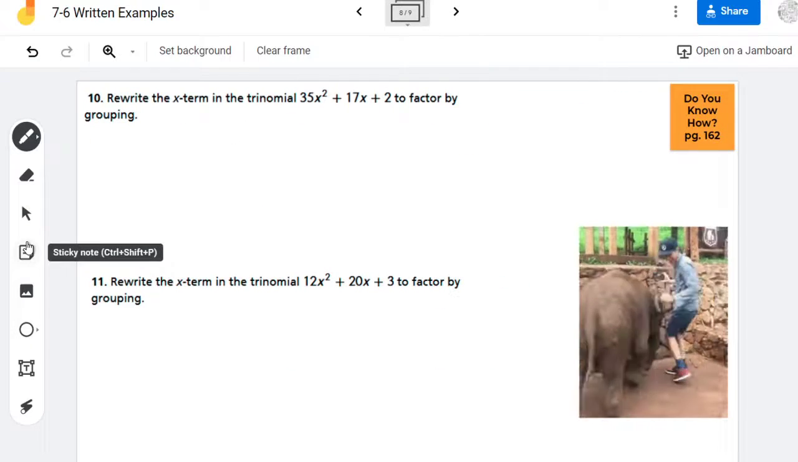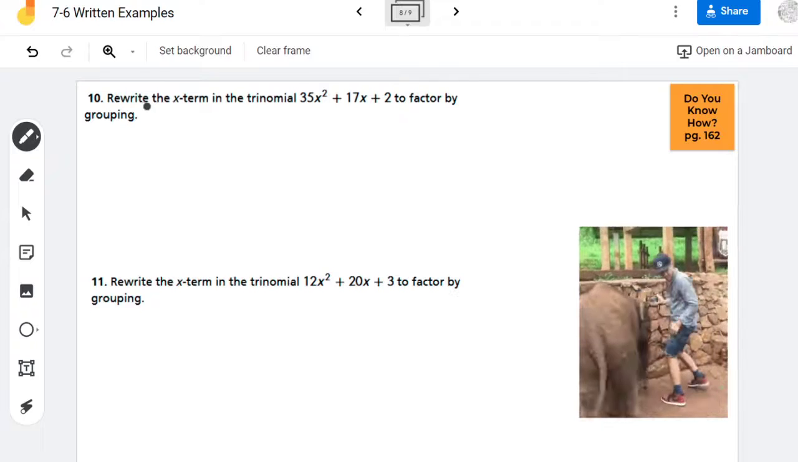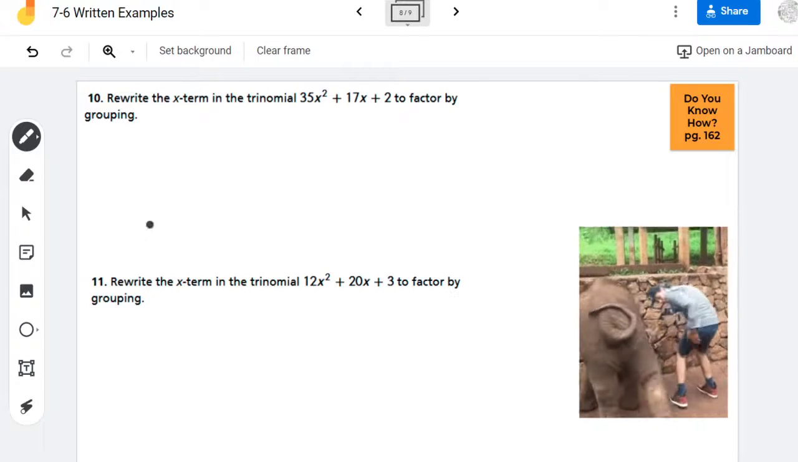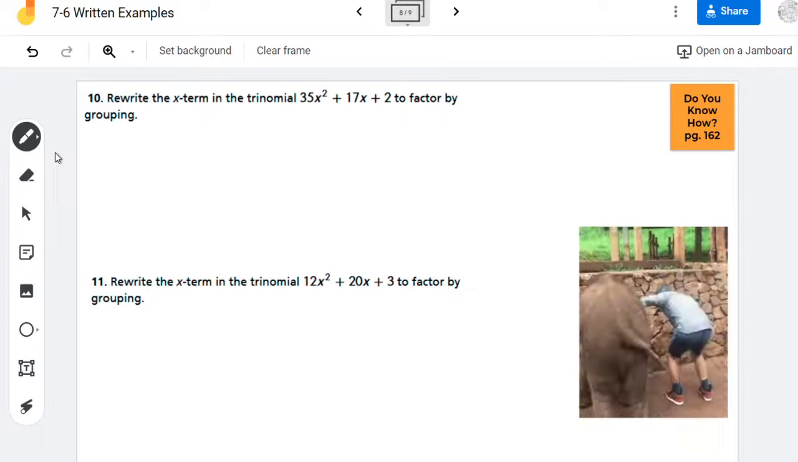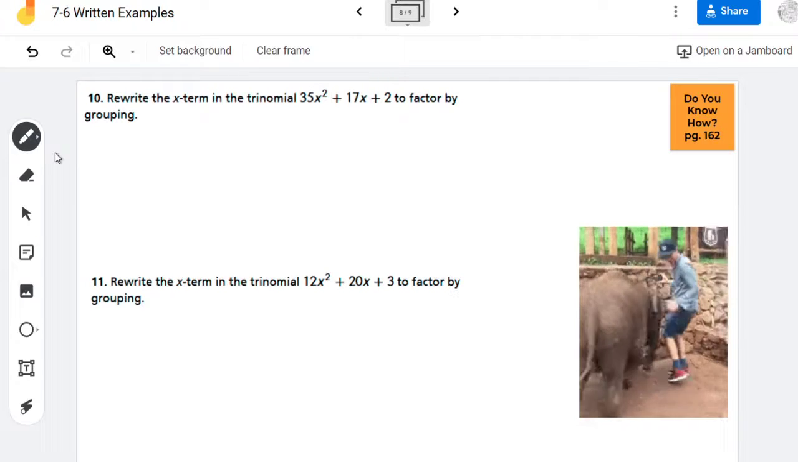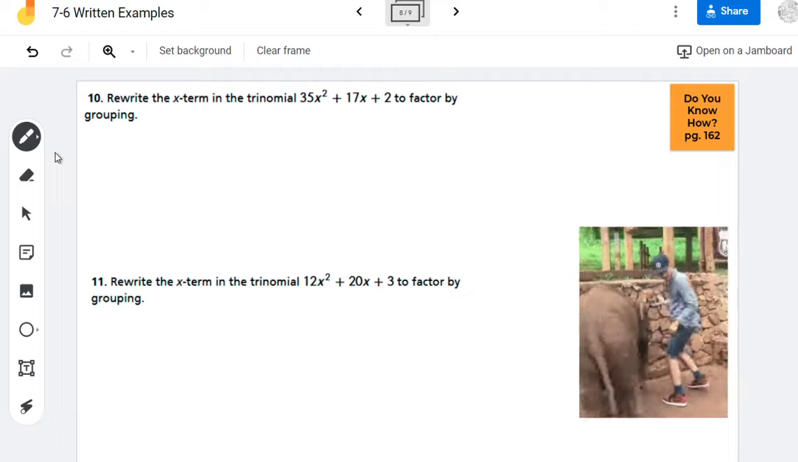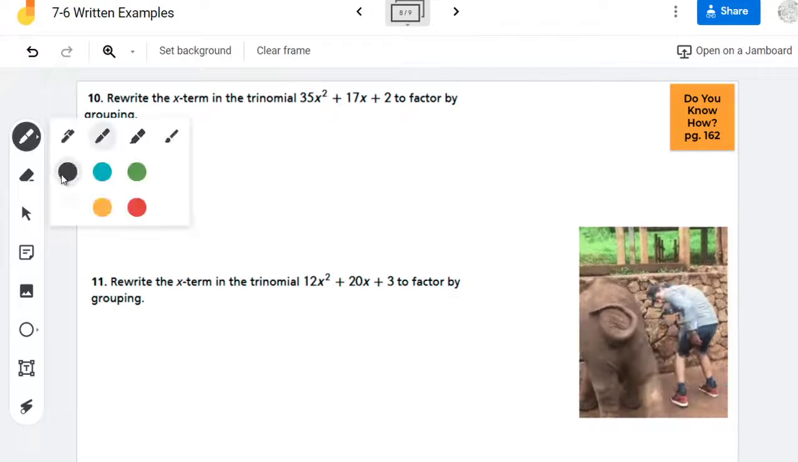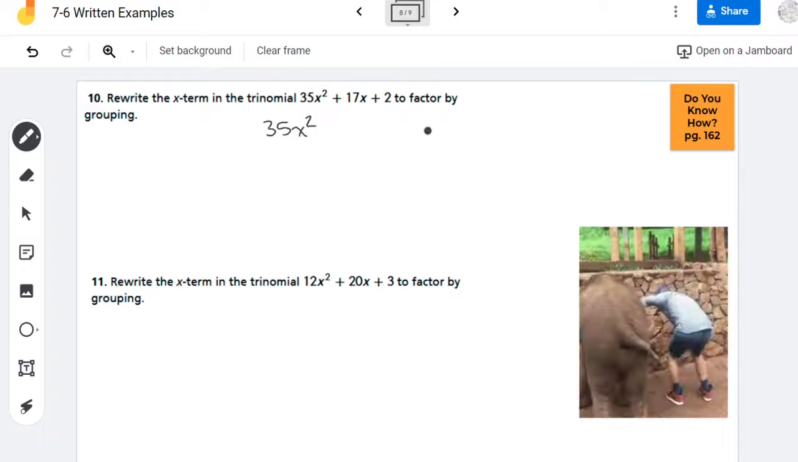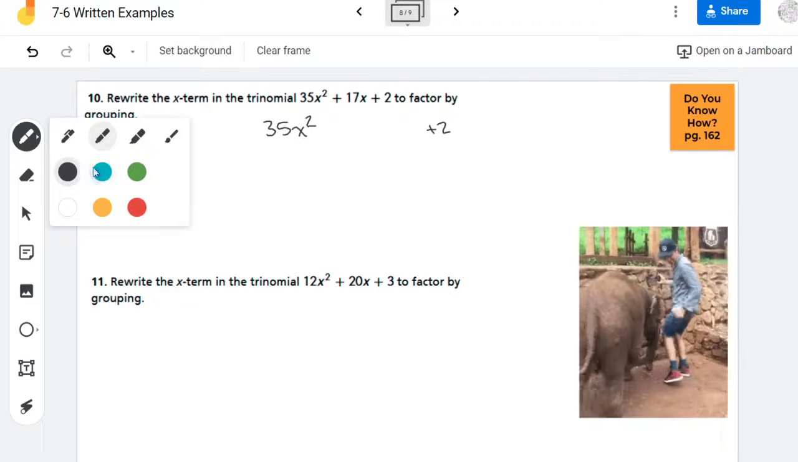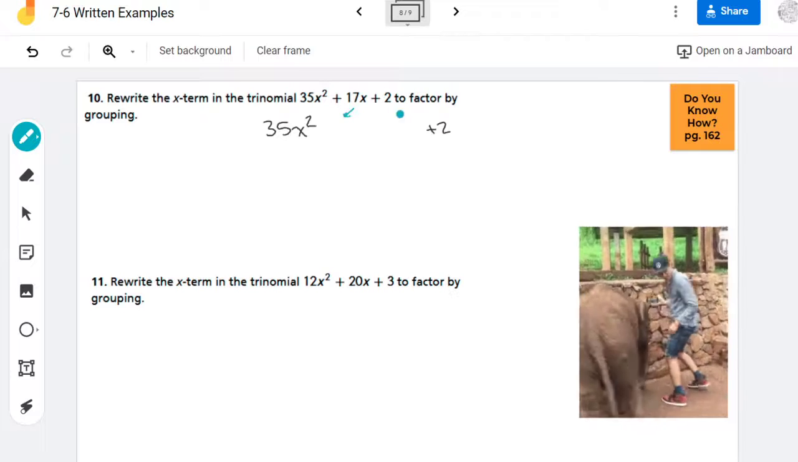All right, so now this one, what they're asking us to do is to rewrite the x term to factor it by grouping. So remember, when we want to factor by grouping, what we're doing is we're taking that middle term and we're splitting it up like a bad boy band. All right, so I have my 35x squared, I have my plus 2, but that 17x, he's going to get broken up.